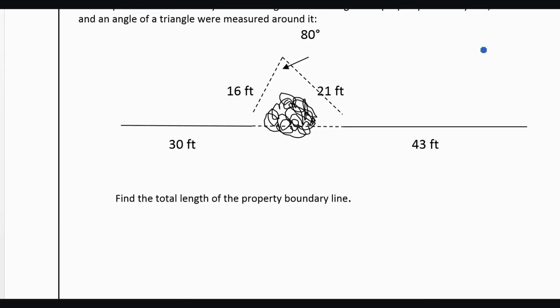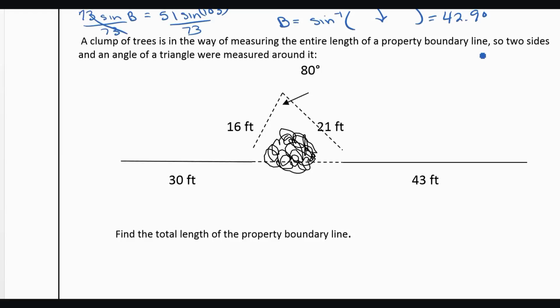So this application says, a clump of trees is in the way of measuring the entire length of a property boundary. So two sides and an angle of a triangle are measured around it. Find the total length of the boundary line. So we want to find this x so that we can take 30 plus x plus 43, which will be our final answer, the length of the line.